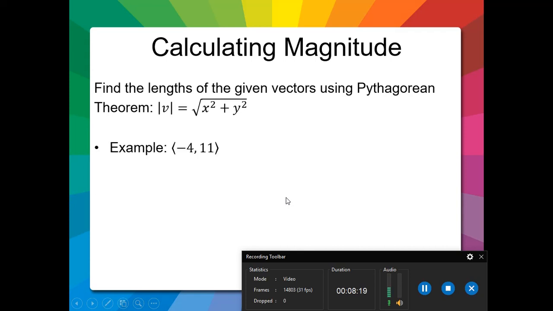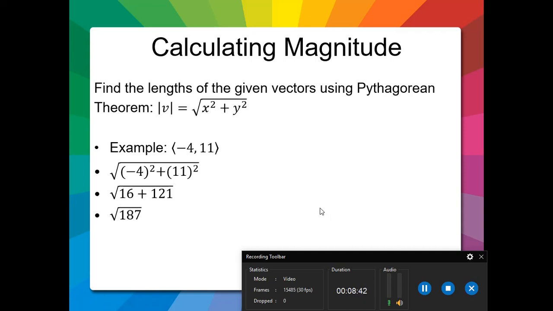We can try another one. So this time, if you want to draw the triangle, it would be -4 to the left and then 11 up. But essentially, my sides are 4 and 11. And squaring, I know that distance is the square root of 187. And of course, if you can simplify the square root radical, we would expect you to do that.